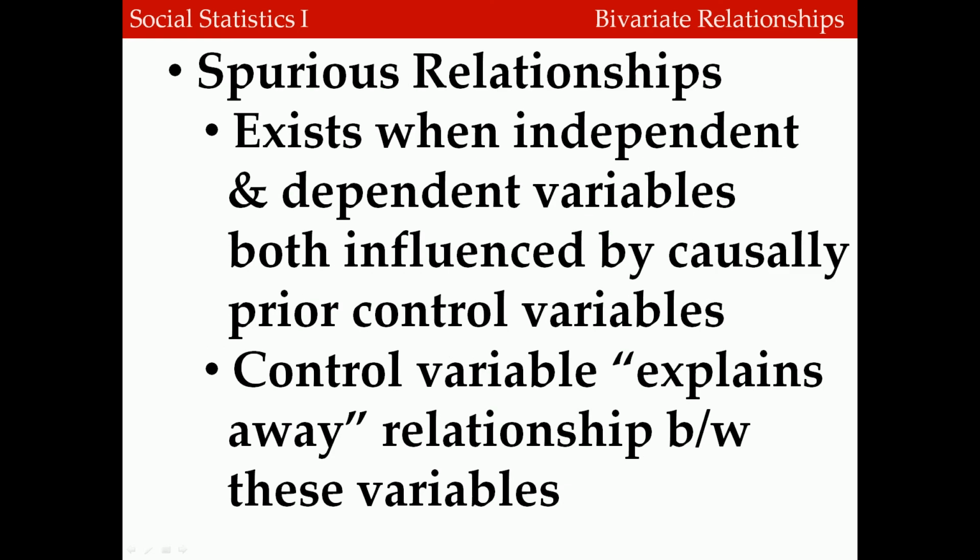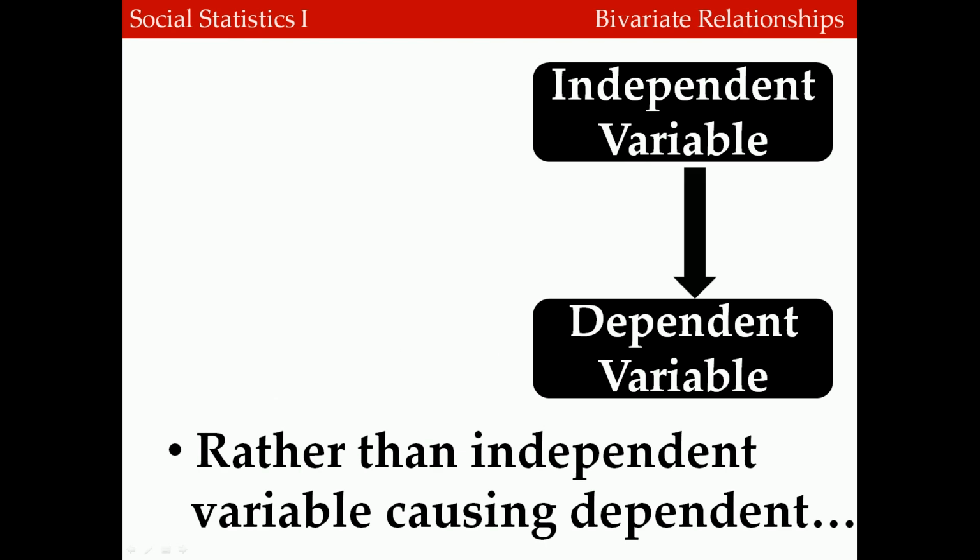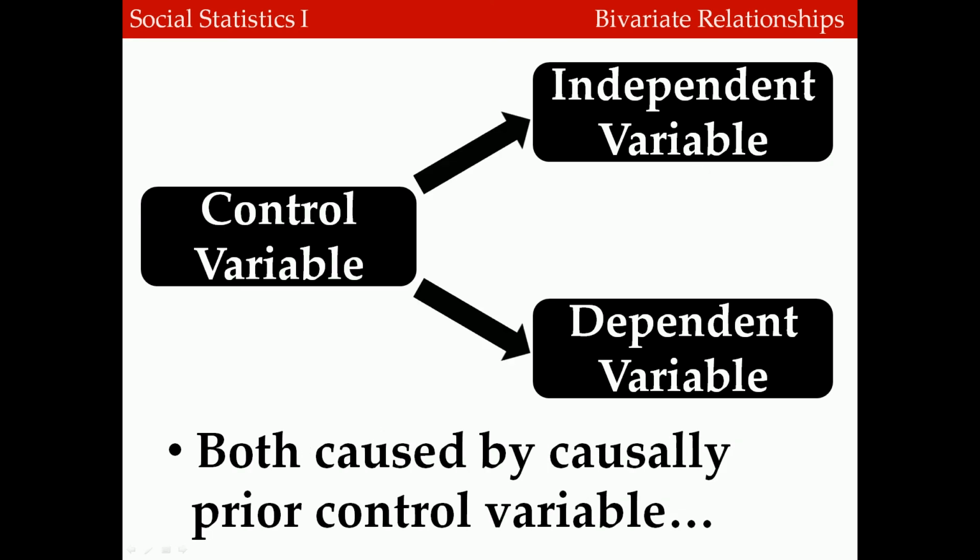A spurious relationship is one where the independent and dependent variables aren't related to each other causally, but both are caused by some kind of prior or control variable. That is, the control variable explains the relationship between the variables. For example, here's a diagram depicting the relationship between an independent and a dependent variable. In a spurious relationship, it's not that the independent variable directly causes the dependent variable, but in fact that the two are caused by some kind of control variable that causes both.